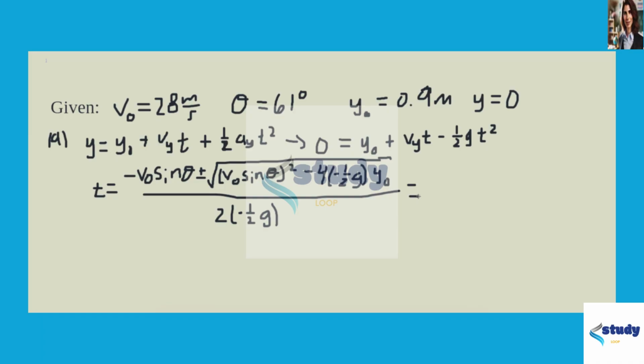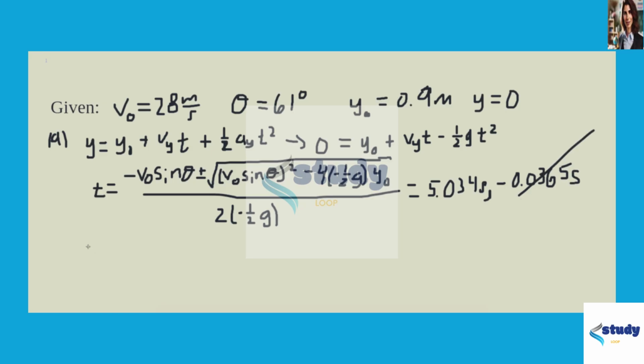We have y naught, it's 0.9 meters, theta is 61 degrees, v naught is 28 meters per second, gravity is 9.8 meters per second squared. So plug all those values in your calculator, and you'll find that you're going to get two values for t because of the plus or minus. One of them is 5.034 seconds. And the other one is, we'll put a comma here, minus 0.0365 seconds. Well, we can't have minus time, so we're going to ignore that. We're going to use the positive time for our t.